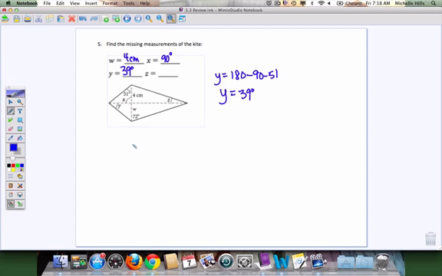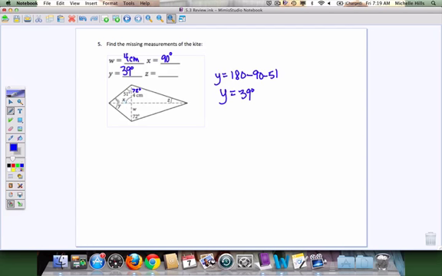Now for Z, what I can do for Z is to look at this triangle, and I'm going to undo that because it makes it really hard to do. I know that this is also 72 degrees. If this is 72, this is 72. So now I've got this triangle. I'm not going to use that triangle though. I'm going to use this one.